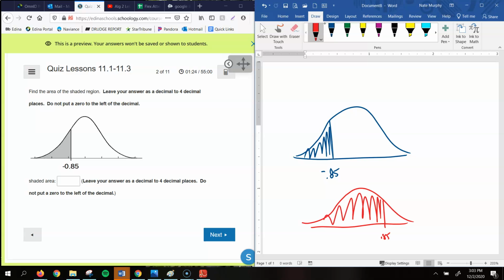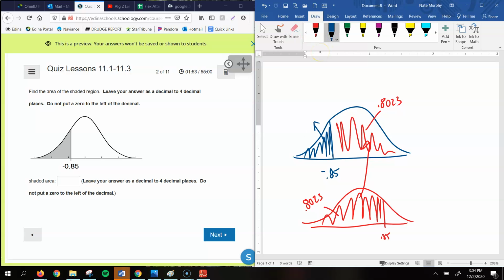And that shaded area is going to be the same as the area over here. Okay, so hopefully you guys recognize that. So if I look at the table at 0.85, I get 0.8023. So this area here is 0.8023. So that means this is also 0.8023. But that's not what we want. We want the area of this blue shaded region.